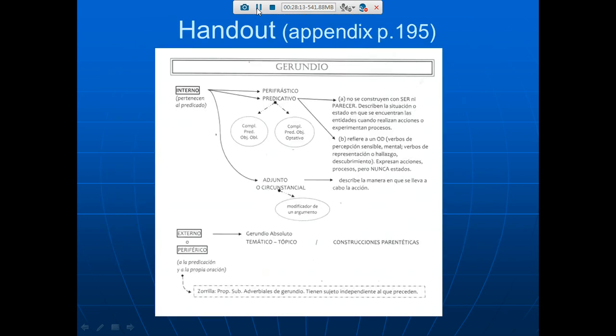Bien, in our handout on page 195, uploaded in our virtual classroom, you have this chart where you have a graphic where you can see how to classify el gerundio en español. There's a broad division into interno y externo o periférico. El externo o periférico es solamente el gerundio en construcciones absolutas. Y luego, we have in the case of el interno, the three types, el perifrástico, el predicativo y el adjunto circunstancial.